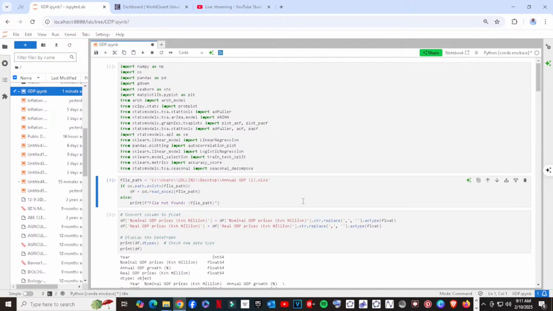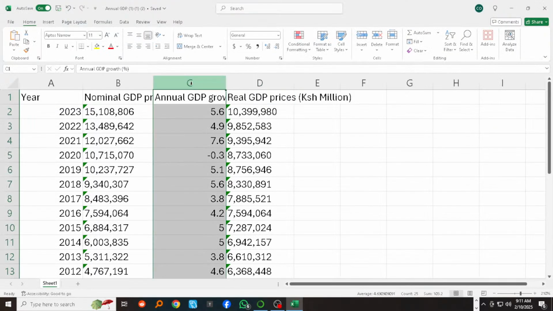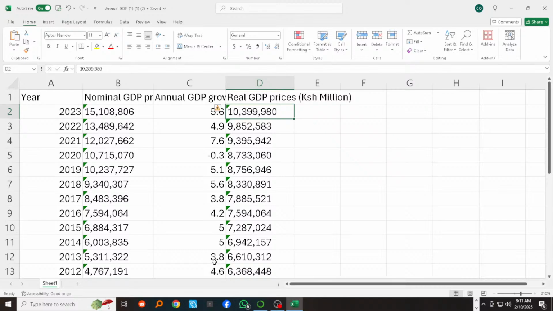But because the entries there are numerical values, that just means that the data, as we see here, you can see that this column for annual GDP growth percentage doesn't have commas. The comma appears in the GDP prices columns because these are huge values. But now, the Python environment treats this comma character as a string, and that's why it reads it as an object when we were starting the analysis.